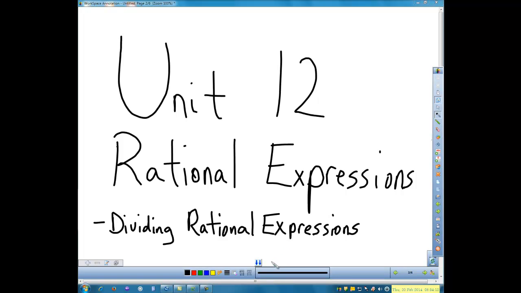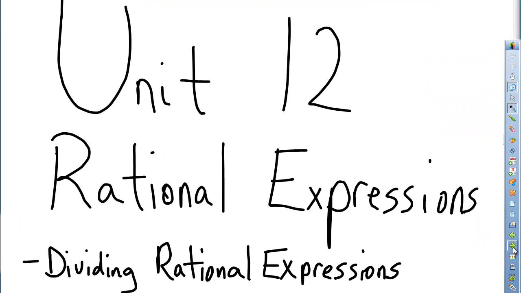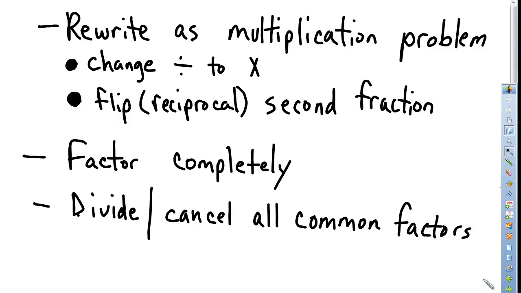We continue Unit 12, Rational Expressions, with the flap Dividing Rational Expressions. To divide rational expressions, we rewrite as a multiplication problem by changing the division symbol to a multiplication symbol and flipping, taking the reciprocal of the second fraction. We factor completely and divide or cancel out all common factors.